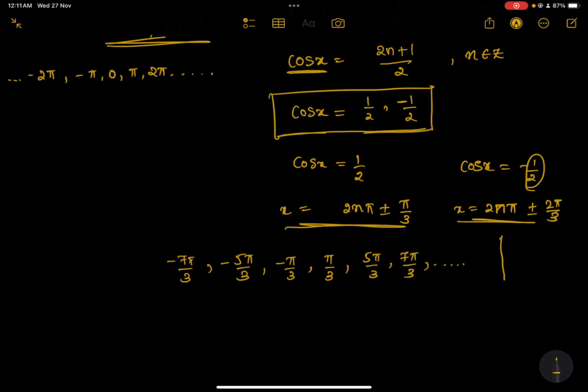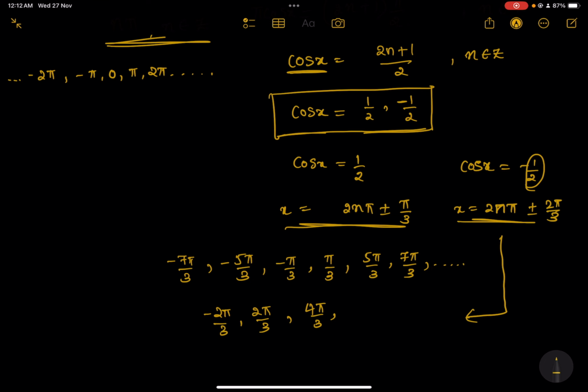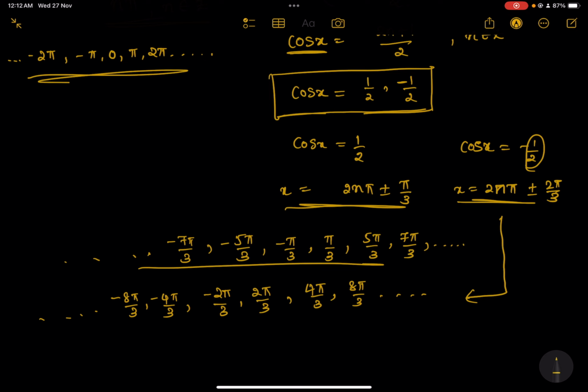Now if we go to this, when you put n equal to 0, it will be 2π/3 and minus 2π/3. When you put n equal to 1, that will be 4π/3 and 8π/3. When you put n equal to minus 1, that will be minus 8π/3, minus 4π/3, and so on. So these are all the values that we got. So this one, this one, and this one.